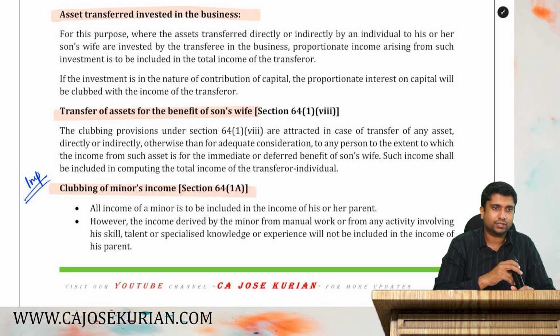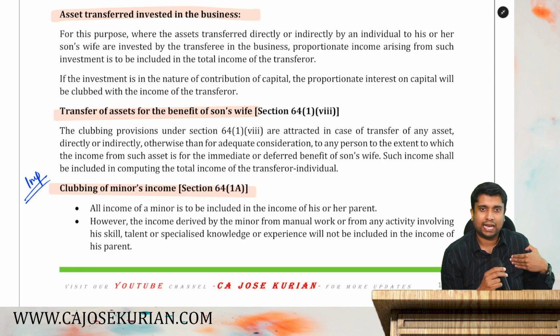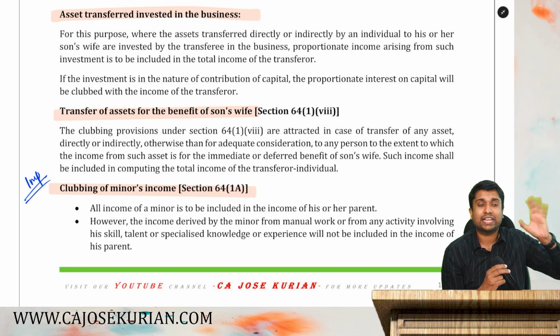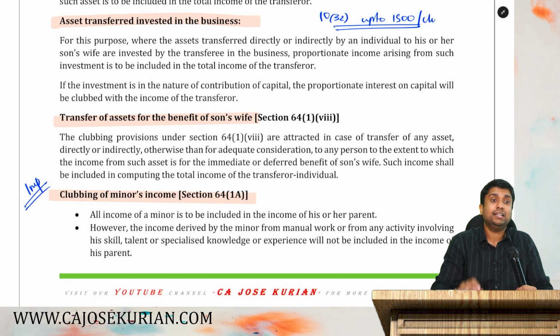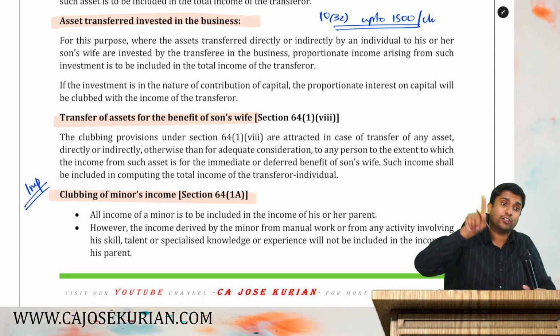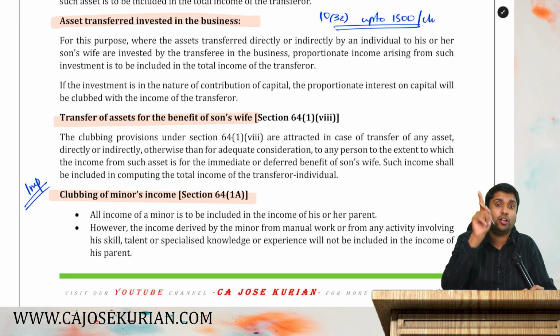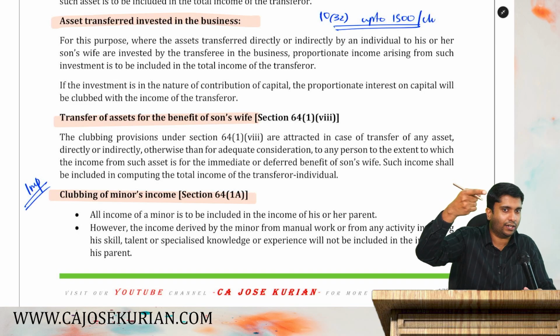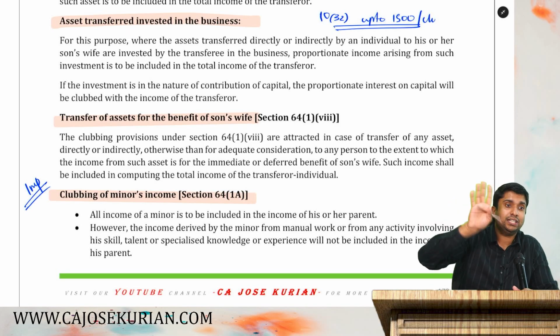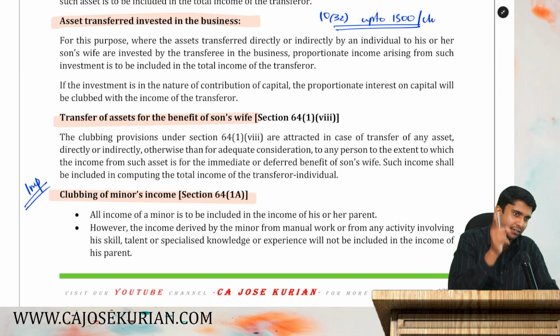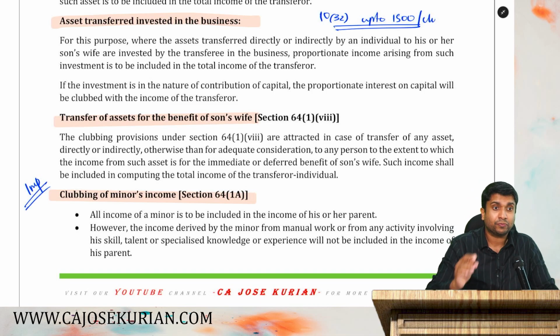Now there is one more advantage. Say I have a normal minor child and his income is required to be clubbed in my hands. When that income is clubbed in my hands, I can claim an exemption under section 10(32), up to 1,500 rupees per child. If the child's income is only 1,000, then the exemption is 1,000. If the child's income is 2,000, then the exemption is 1,500. Up to 1,500 you can claim as an exemption per child.